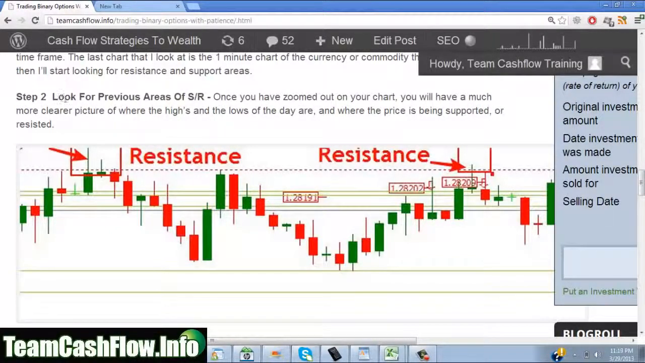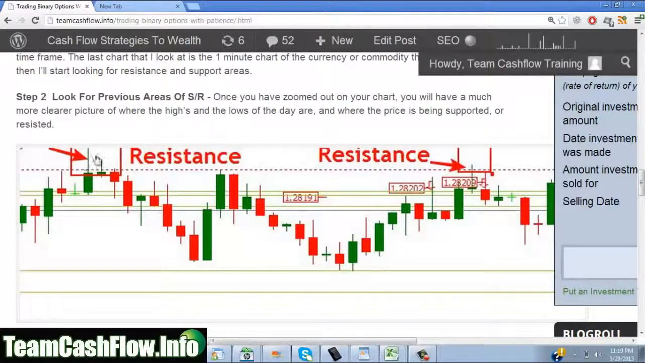Step two, look for payouts. I'm sorry, not payouts. Look for previous areas of support and resistance. So you can see here on this 15-minute chart, you can draw your support and resistance areas on the 15 and 5-minute. You don't have to do it on the 30-minute chart, because that's kind of difficult to predict, but you can still do it on the 30-minute chart. It really doesn't matter, as long as you see areas of resistance and you trade them, that's what matters.